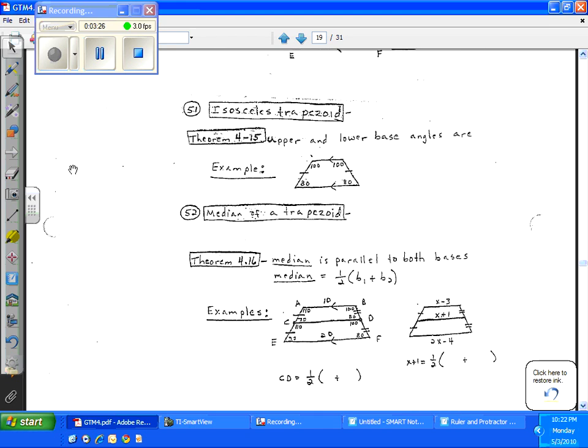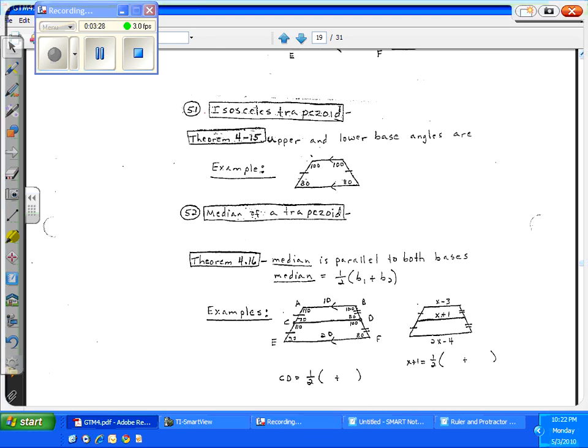Now remember, on a triangle we said an isosceles triangle was a triangle with two equal sides, and we called the two equal sides the legs. So an isosceles trapezoid then would be a trapezoid that has equal legs. A trapezoid that has equal legs.